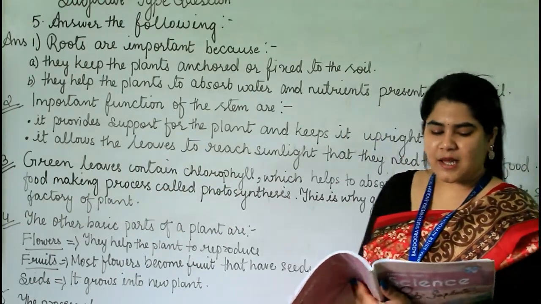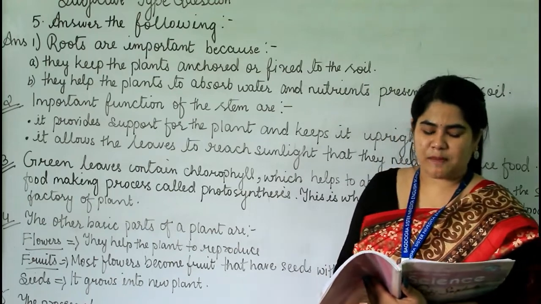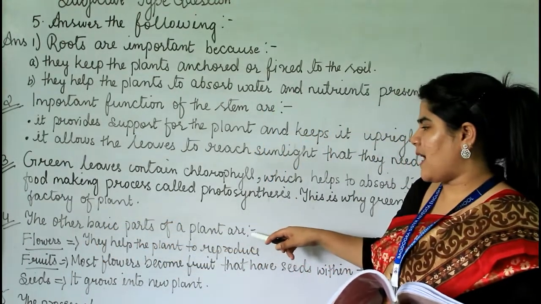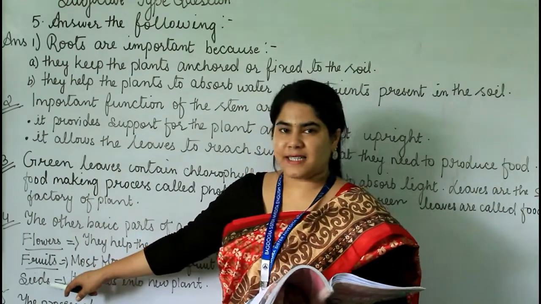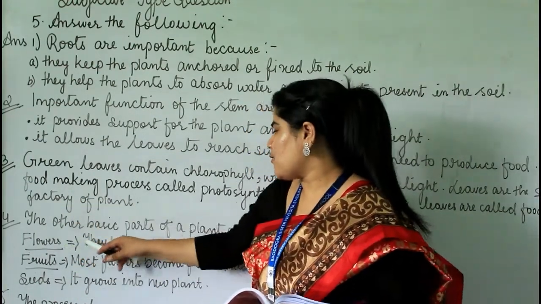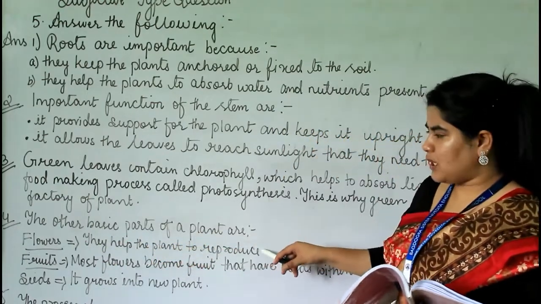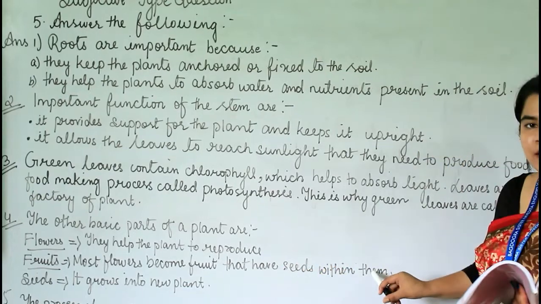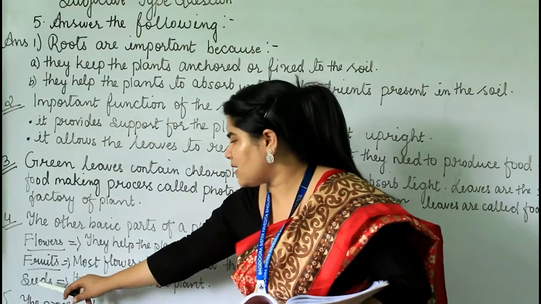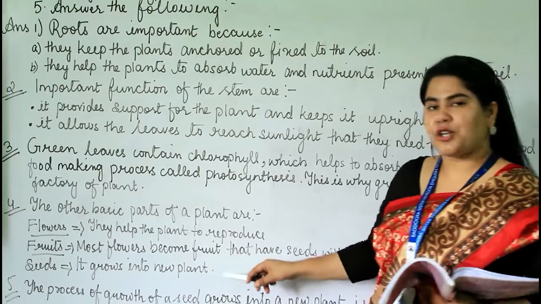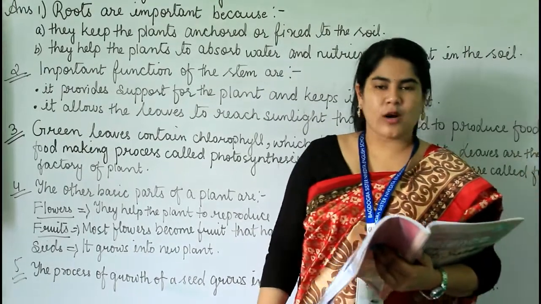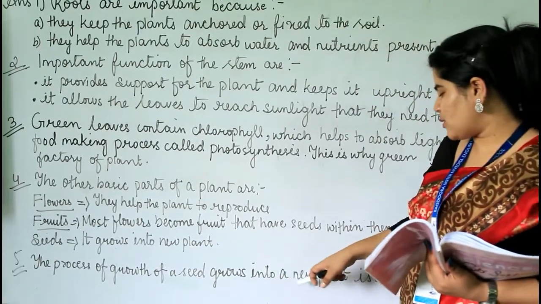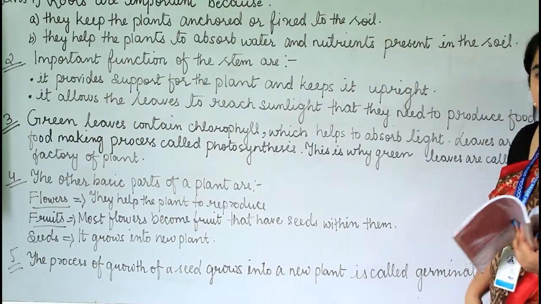Number D, what are the other basic parts of a plant? Describe their functions. The other basic parts of a plant are flowers, fruits and seeds. And what are their functions? Flowers help the plant to reproduce. Fruits, most flowers become fruit that have seeds within them. And the third one, seeds, it grows into a new plant. And the last question, what is germination? The process of growth of a seed into a new plant is called germination.